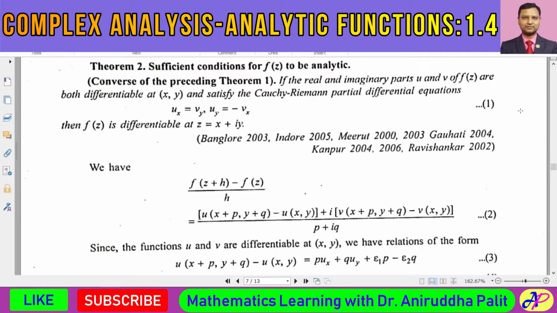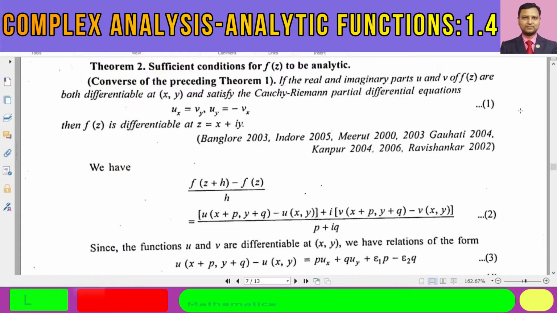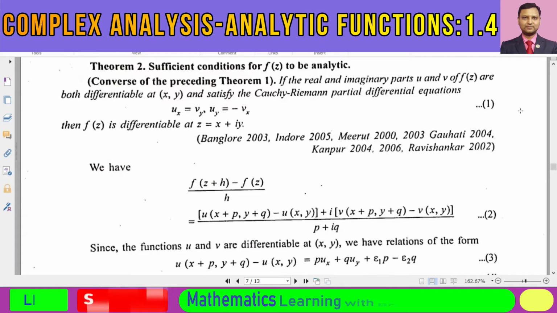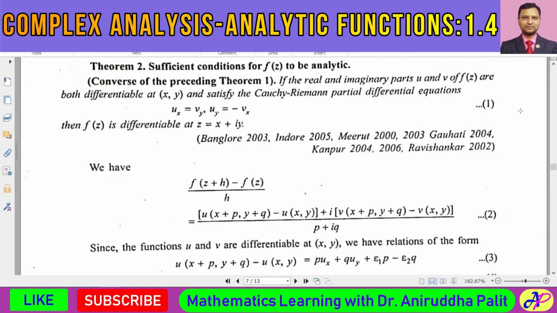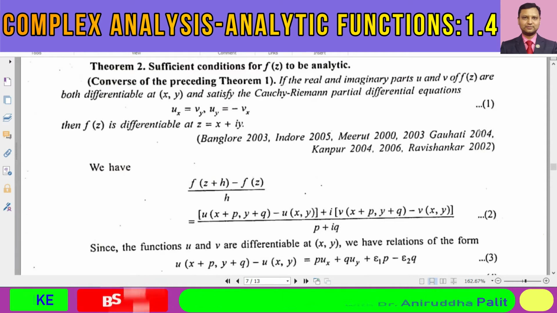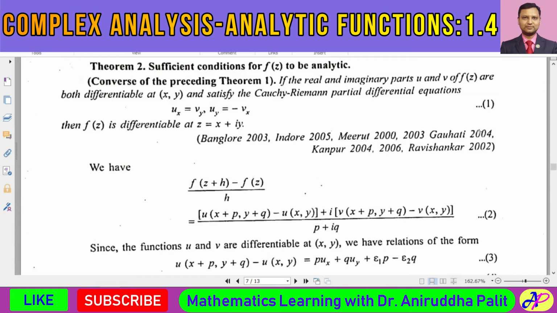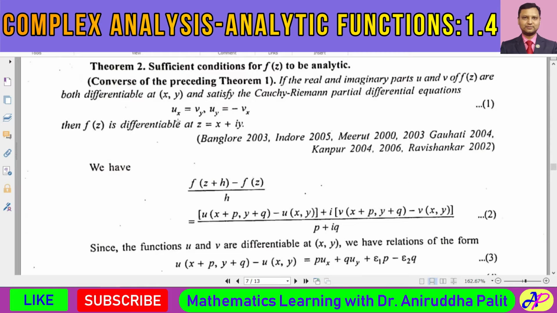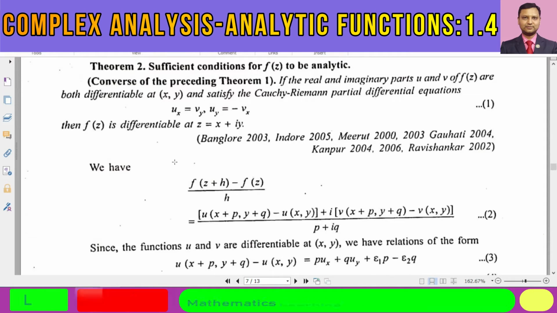Everybody. In the last class, we discussed a necessary condition for a function f of z to be differentiable or to be analytic. What was the condition? The condition was that if a function f is differentiable, then it satisfies the Cauchy-Riemann equation, and the real and imaginary parts are also differentiable.